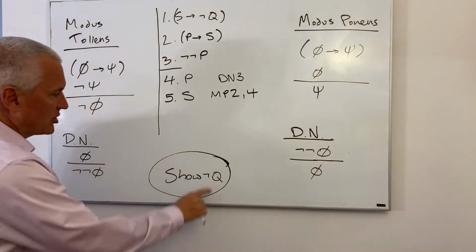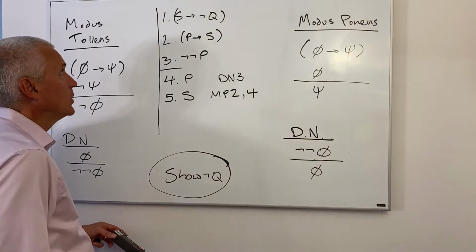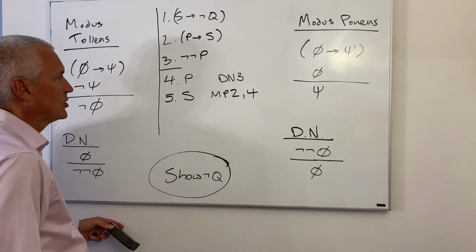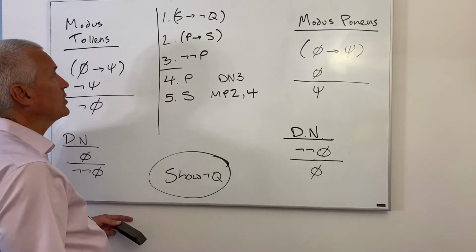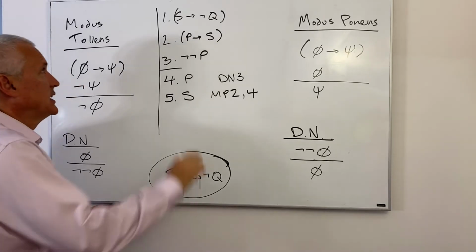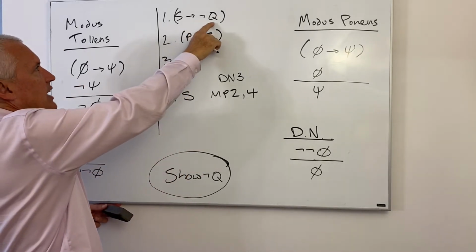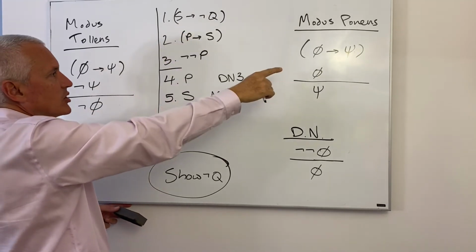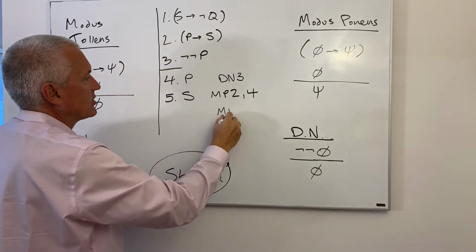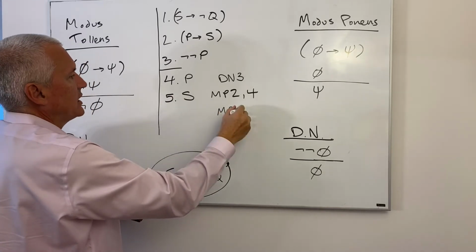Looking, I still want to show not Q. How am I going to show not Q? Well, I'm not sure. But I do notice at line 1, maybe I can make some use of line 1. Maybe it'll give me some interesting information. If I had the denial of not Q, I could do modus tollens. Or if I had S, I could do modus ponens. But I do have S on line 5.